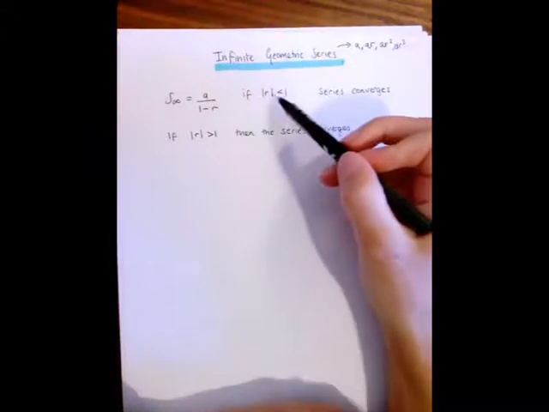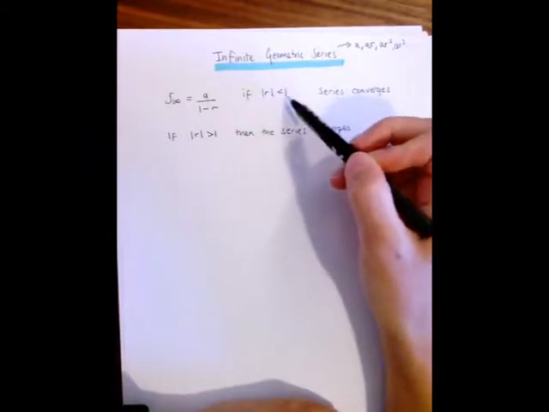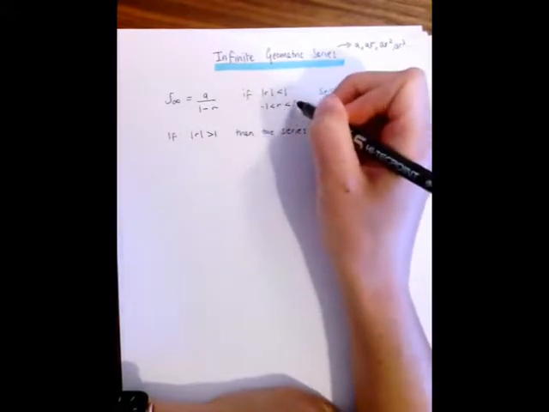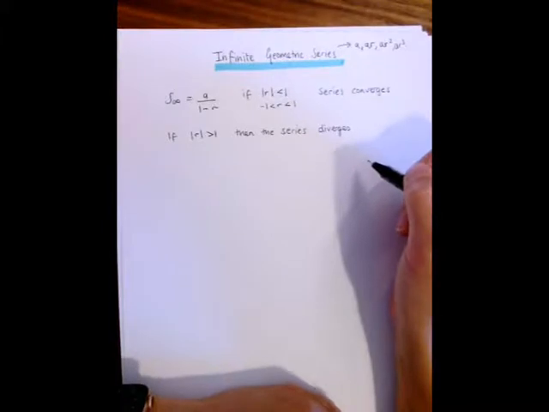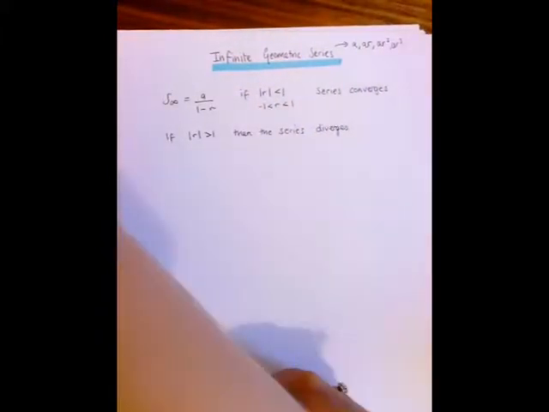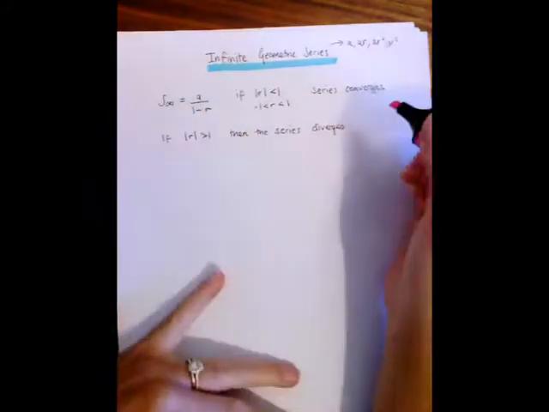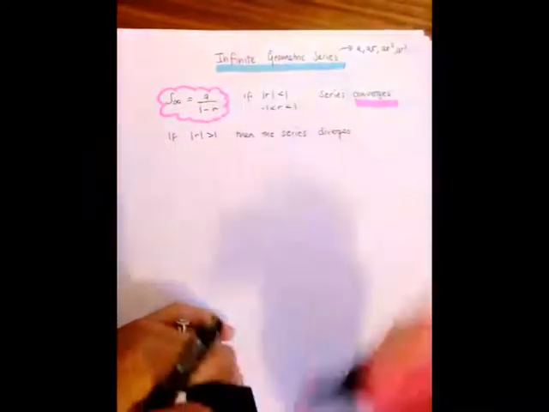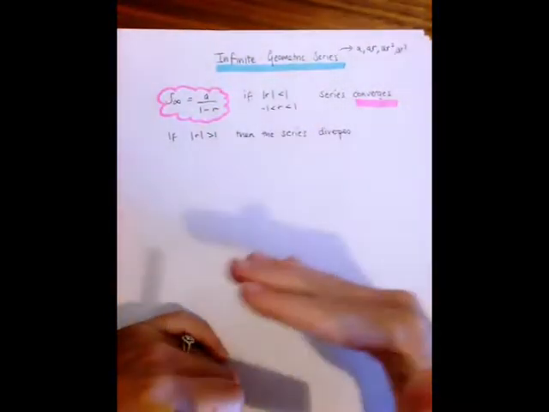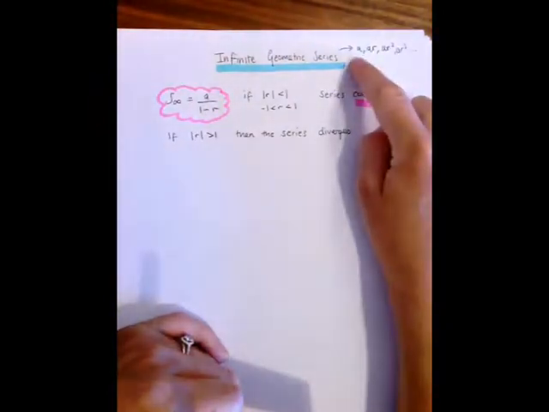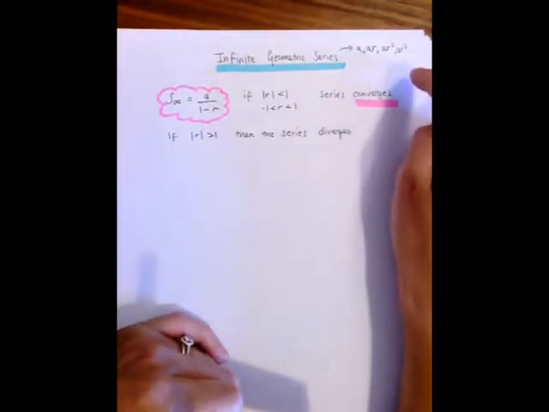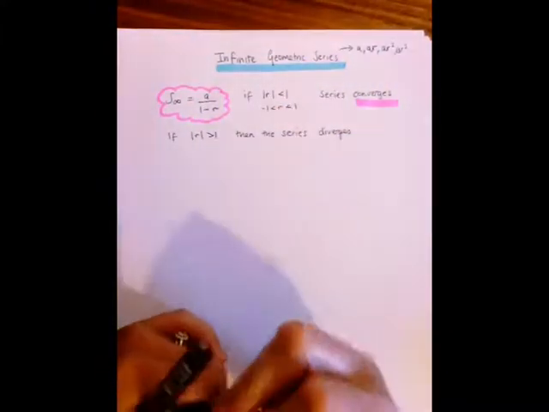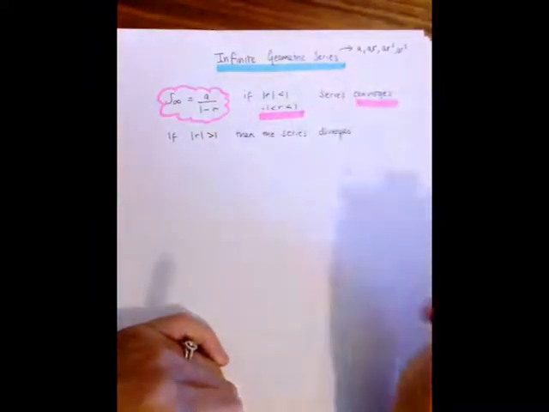Now, if the modulus of r is less than 1, so what this means is that r could be between -1 and 1, the series converges, and therefore a sum to infinity does exist. So you can find the sum to infinity using this formula. That means if you were adding up all the terms in this sequence, you kept going, eventually it would converge to a particular value. And that only happens if, like I said, we know this is true about our r value.